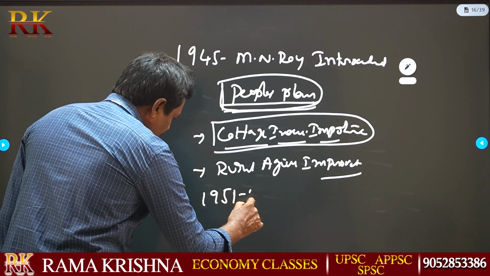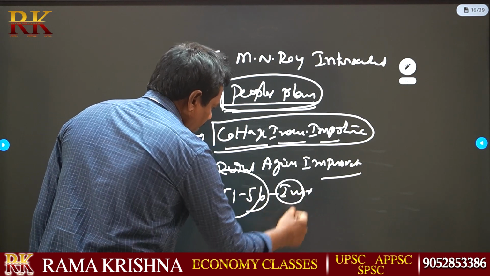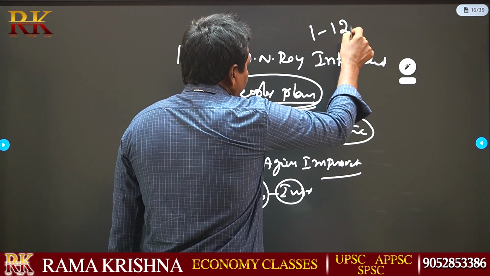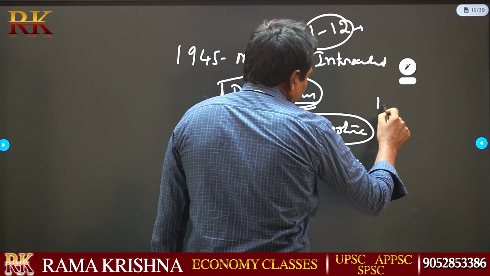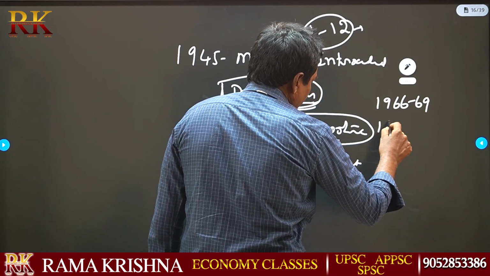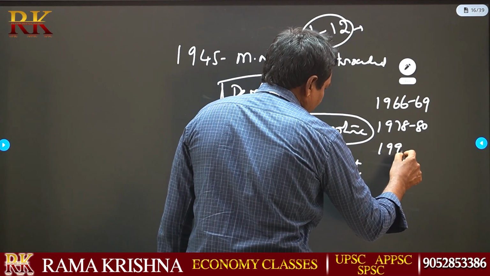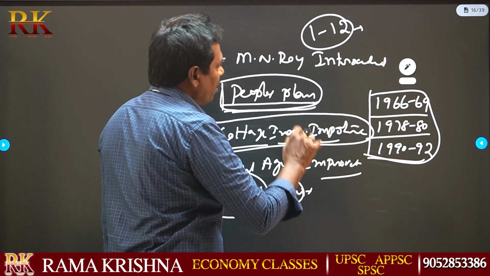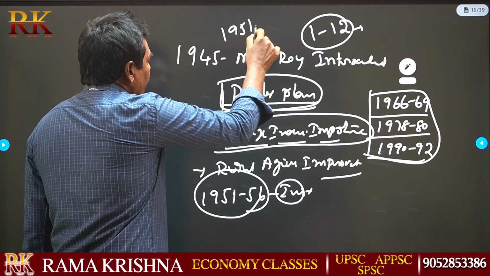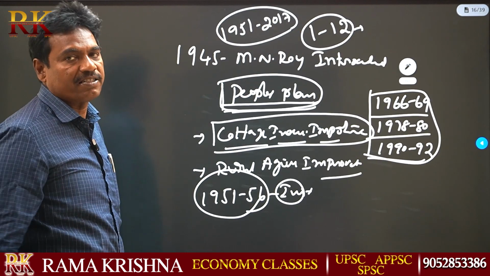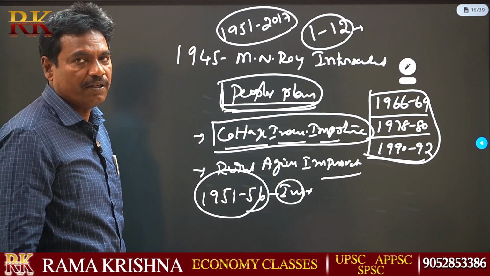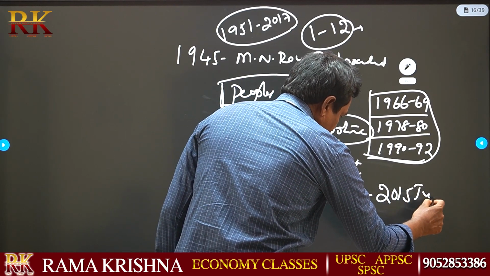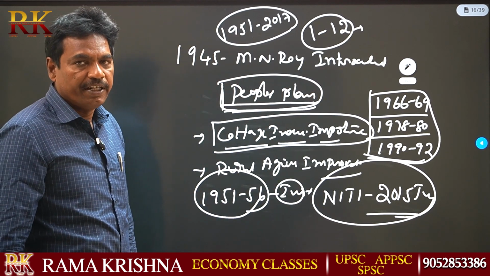Then in 1951 onwards, the first plan was introduced, 1951 to 56. Already in an earlier video I explained the Indian planning system: 12 plans, annual plans from 1966 to 69, rolling plan from 1978 to 80, plan holiday from 1990 to 92. Twelve plans plus annual plans, rolling plan and plan holiday, from 1951 up to 2017, that is the Indian planning system. That is the history of planning. Niti Aayog came into force from 2015 January 1st onwards.